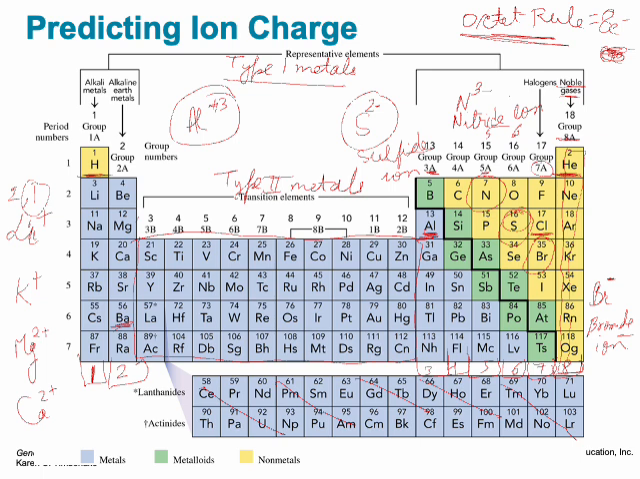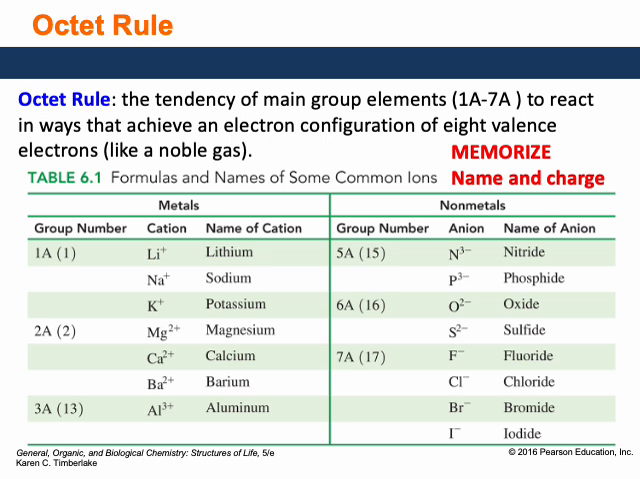But for now, you should understand that if something belongs to the representative elements, how can we predict what would be the charge? If it's a metal, it will always be a positive charge. If it's a non-metal, it will always be a negative charge. So based on this rule, you should be able to predict the sign and the charges for these particular metals and non-metals, and also know their names.